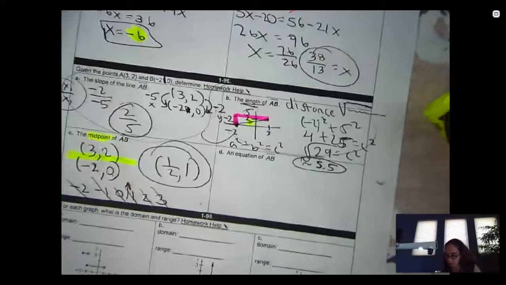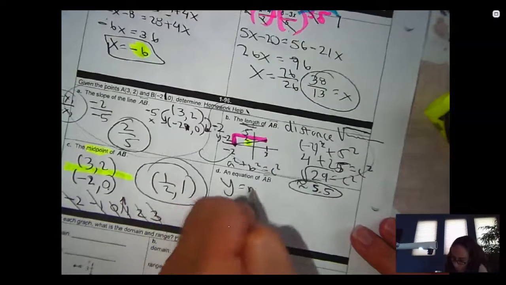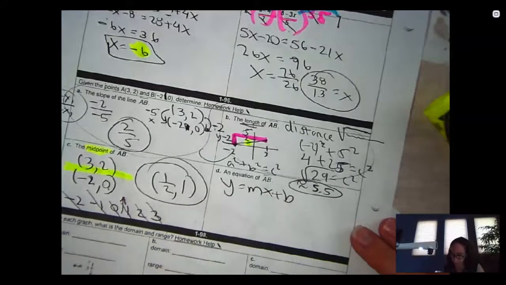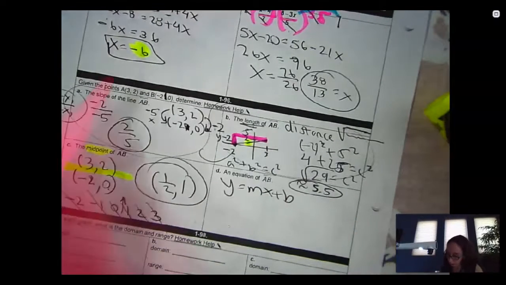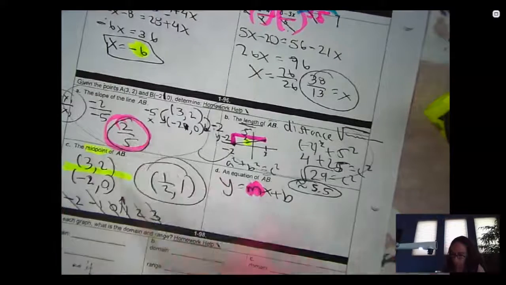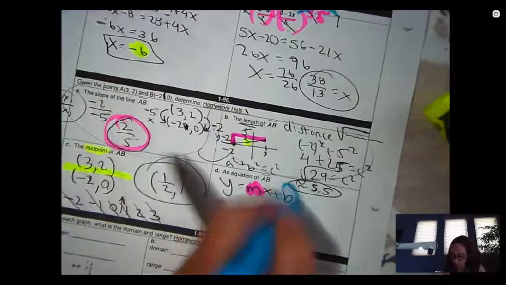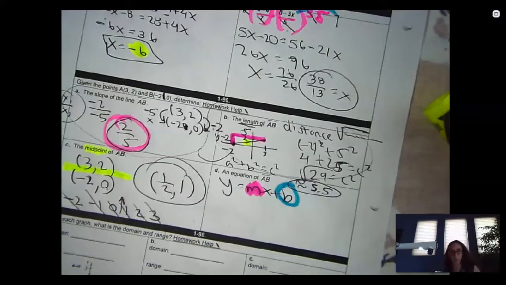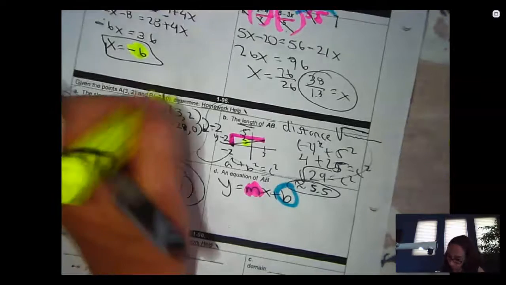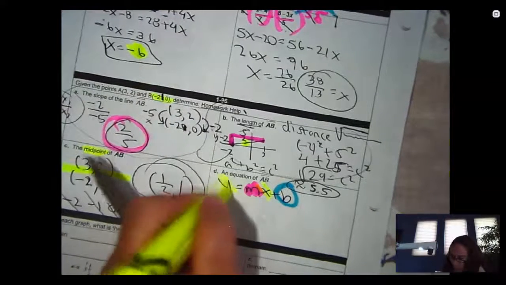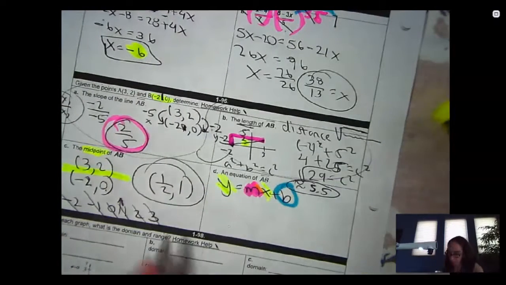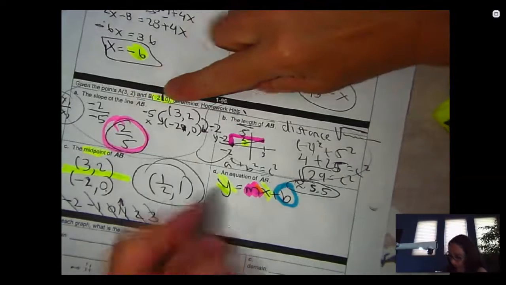Okay? The equation y equals mx plus b. You need a slope. Aha, slope. And you need a y-intercept. I don't have my y-intercept. So I'm going to pick one of the points, and I'm going to plug it in. I could pick this one. I'll get the same answer.